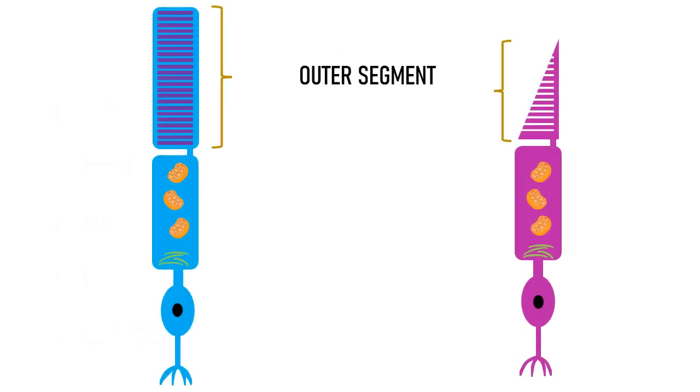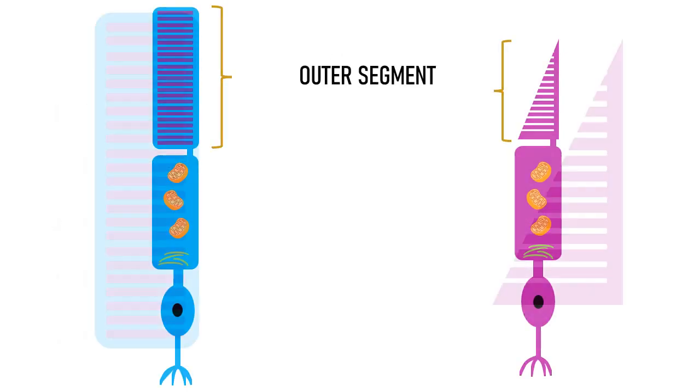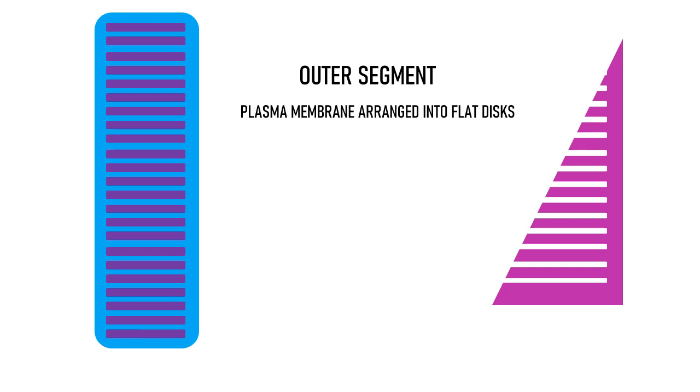This is the outer segment. The plasma membrane of the outer segment is arranged into hundreds of flattened discs. As you can see these discs here, the names of these cells are derived from the shapes of their outer segments.